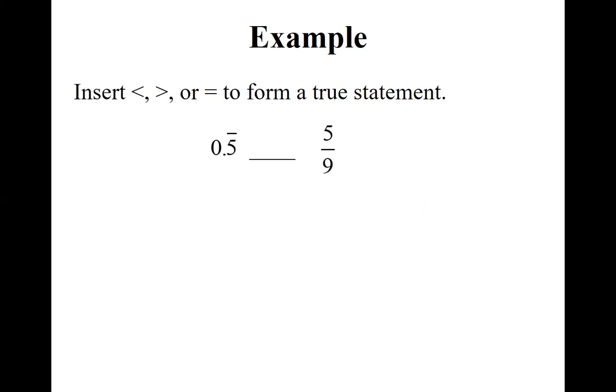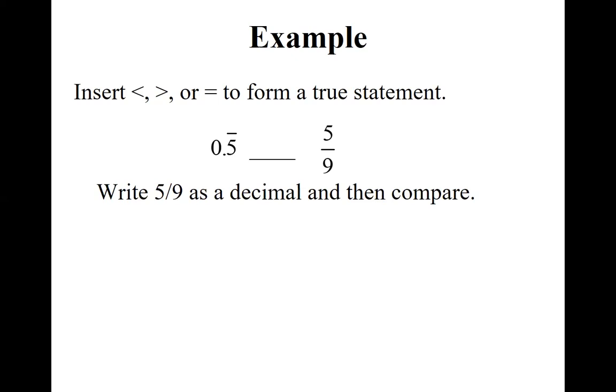Now let's take a look at 0.5 repeating and 5/9. That repeating means that this is 0.555555555 forever and ever and ever. Let's divide 5/9. Write 5/9 as a decimal. Well, 5 divided by 9.